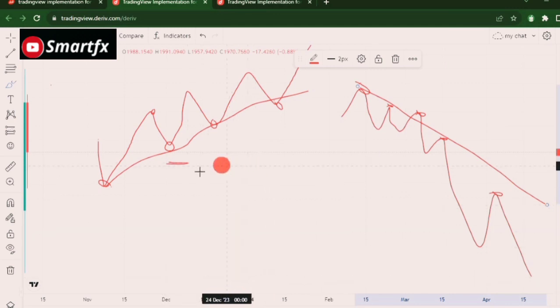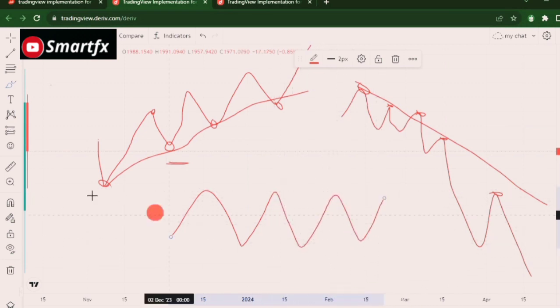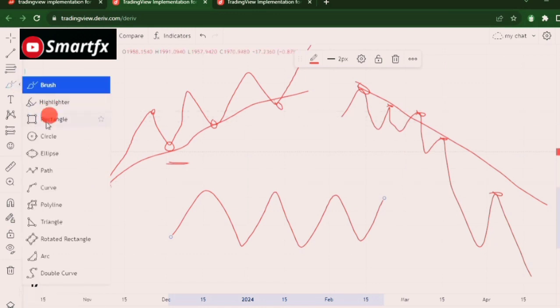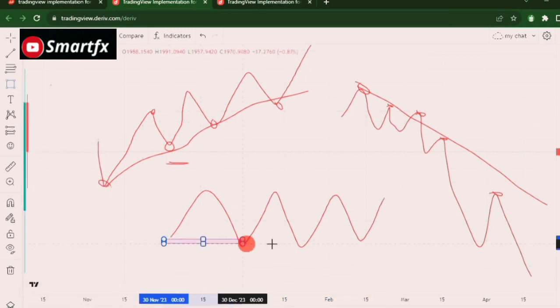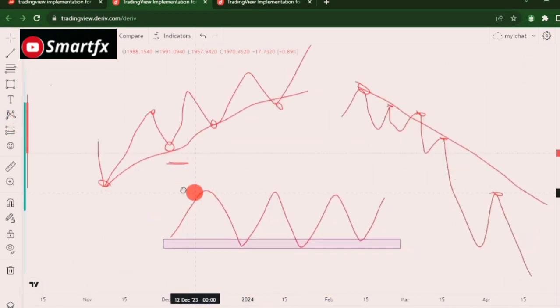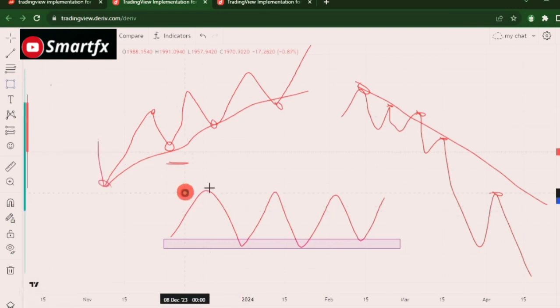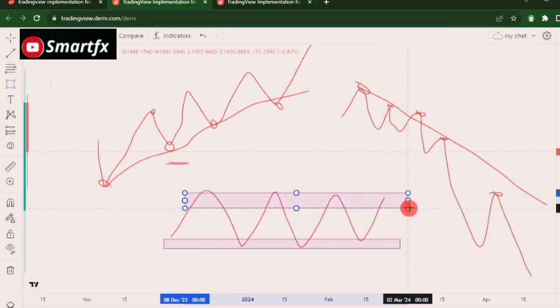Then we have the sideways market, where the market is ranging. In this one, you have something like this. This is basically what you will be having in this type of market. So here you have your support, and this is your resistance.